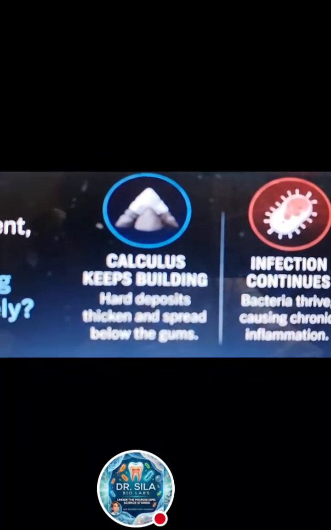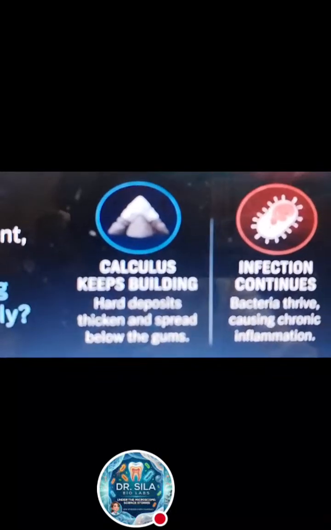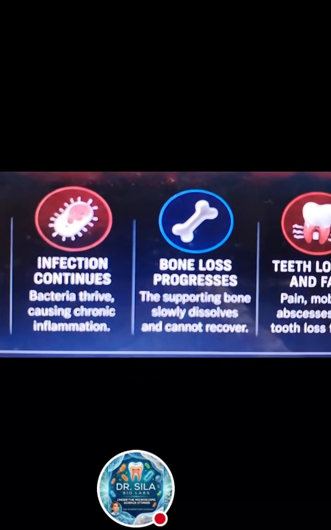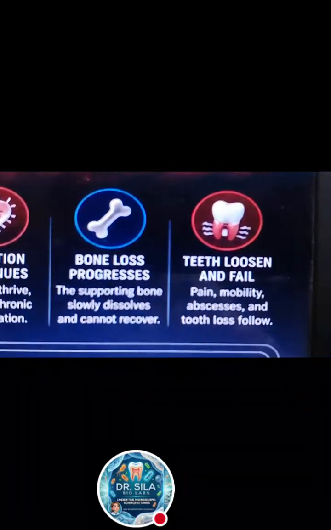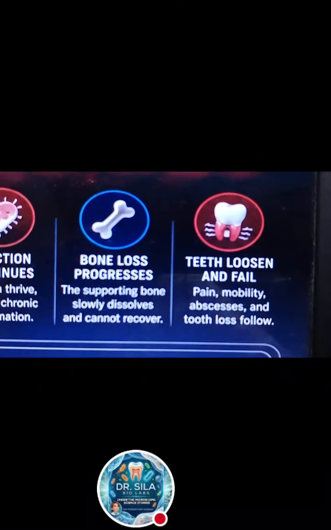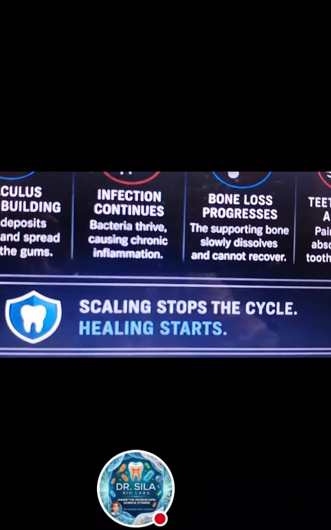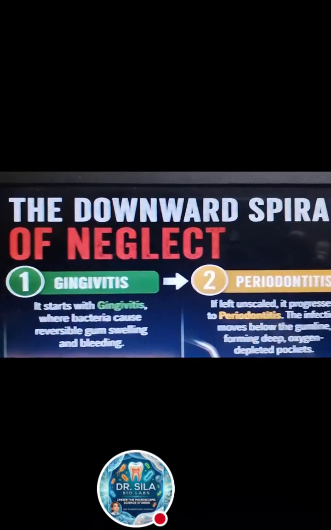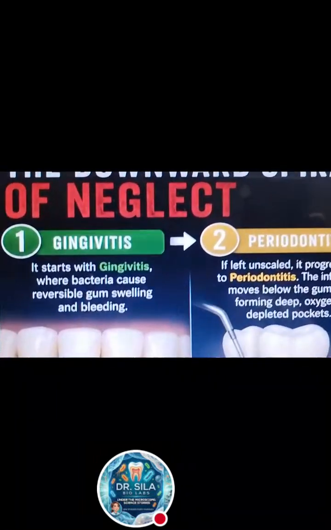Now, calculus keeps building, a hard deposit thickening and spreading below the gum line. Infection continues, bone loss progresses, and then the teeth loosen and fail. So scaling stops the cycle and healing starts. The downward spiral of neglect.